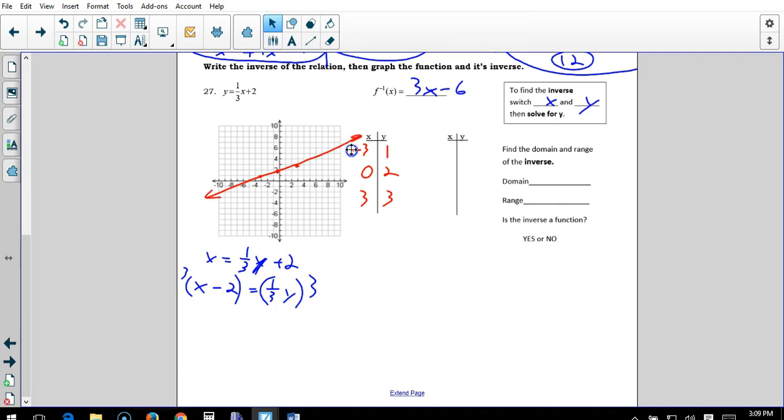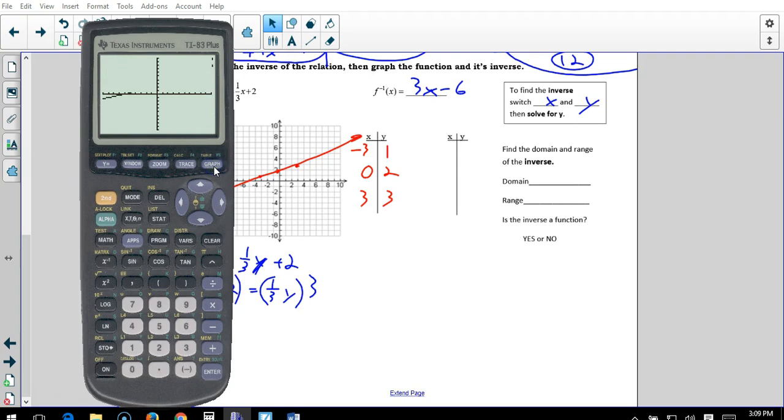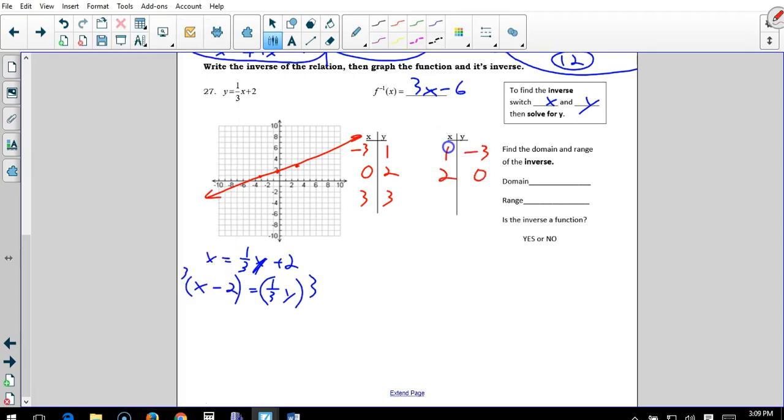And we can compare and see if that looks like what we should have. And it does. Now remember, the easy thing to do here is just switch. So 1, negative 3. And now we have graphed the inverse. Remember, use your calculator, just get some points from the first one, and then flip them.